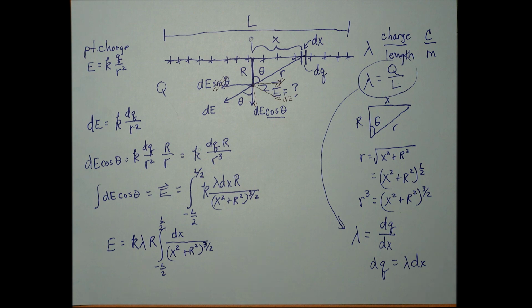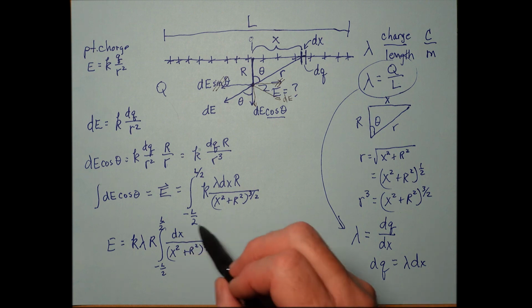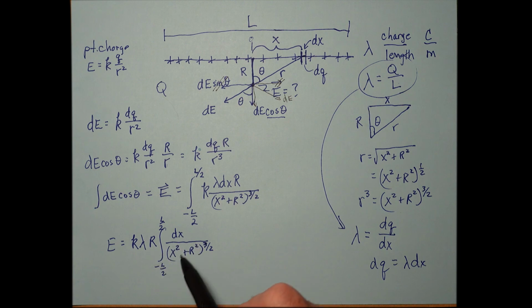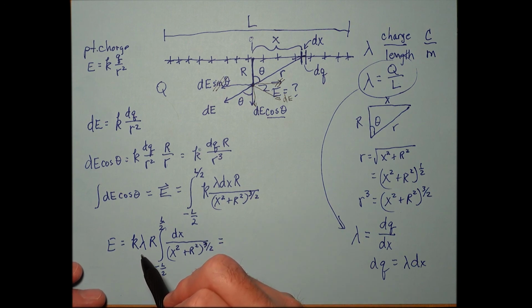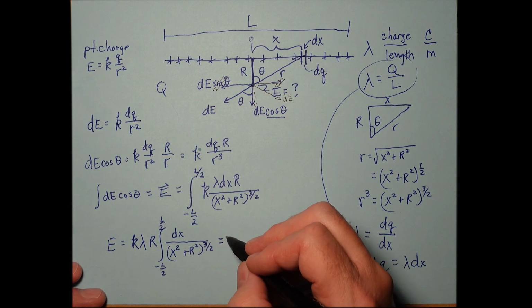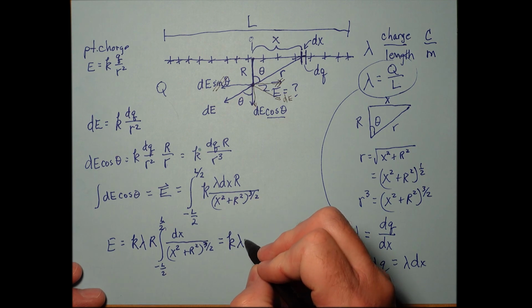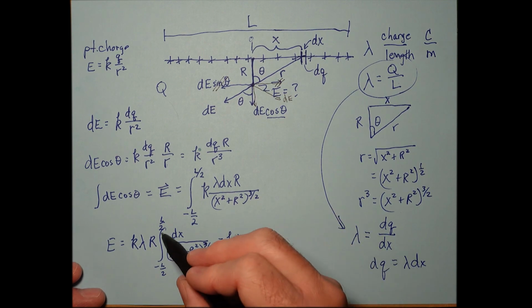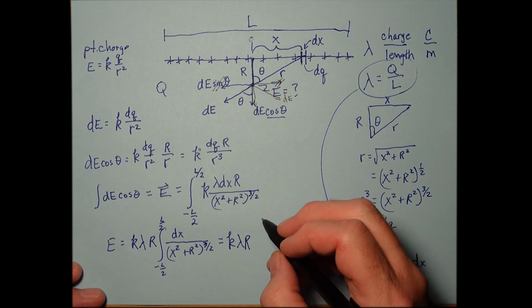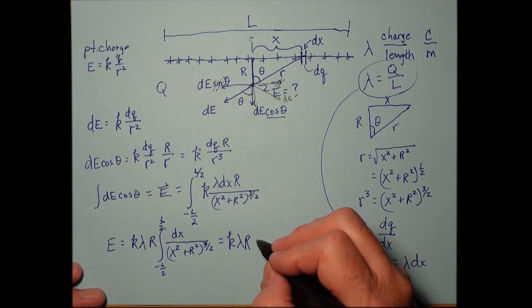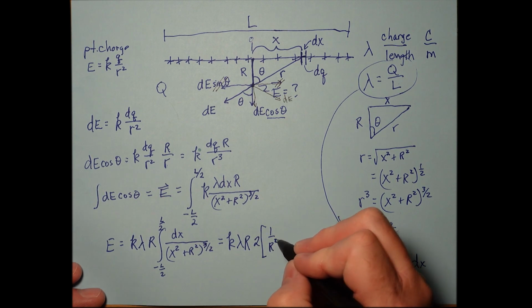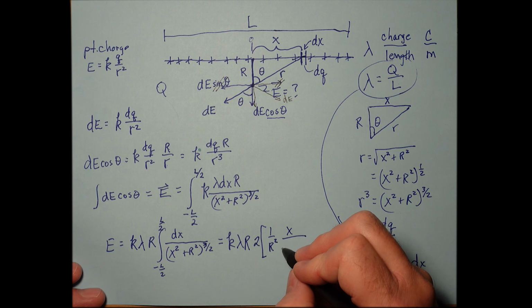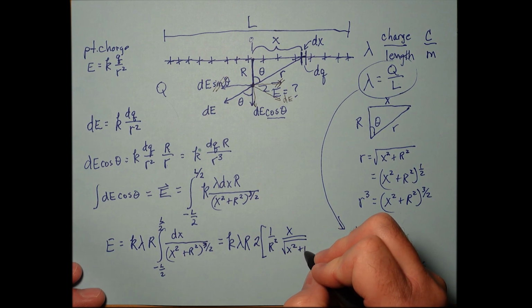This is not a math class, so don't worry about that. And this integral here, I won't give you anything that difficult on an exam, so don't worry about it. But for the purposes of this example, let me tell you what the answer is. This is going to be K lambda big R, and then when we integrate this, it's going to be 2 times 1 over R squared x over square root of x squared plus R squared.